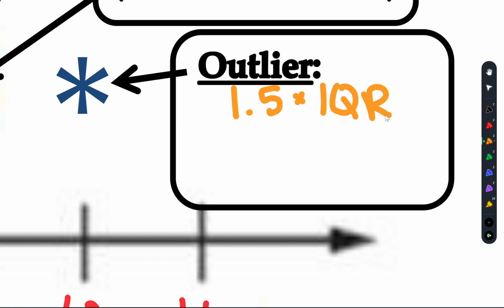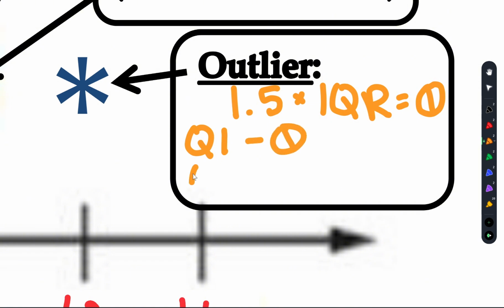To find if something is an outlier, we take this number. I'm going to call this number, I don't know, let's call it O for right now. To find this number, I would do the quartile 1 minus that number to find if it's an outlier, or quartile 3 plus that number to find if it's an outlier. I'm just using a silly symbol because I guess we could call it X too, whatever you want to call it.